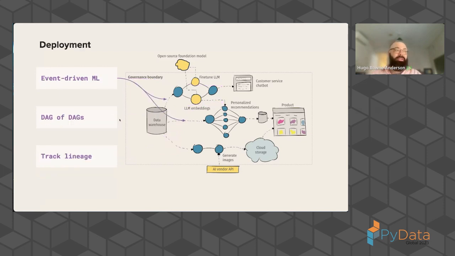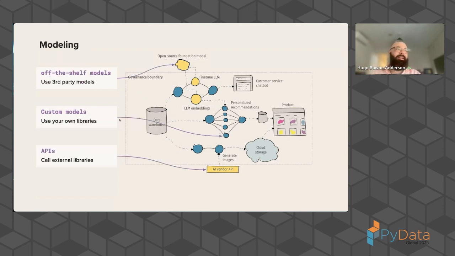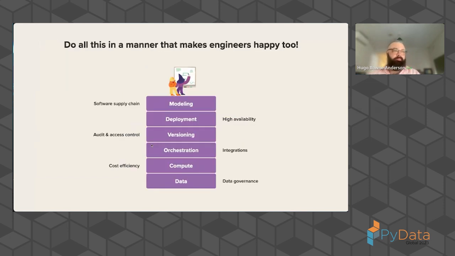The deployment story is still, of course, key, and so is modeling, right? People still want to use their favorite packages. We've got really cool open source foundation models now to use. Increasingly, we're thinking about calling external libraries and AI vendor APIs, which is kind of a new part of the story. When doing full stack machine learning, most of the time we're using open source packages, right? That's no longer the case now. And you want to do all of this in a manner that makes engineers happy too, right?